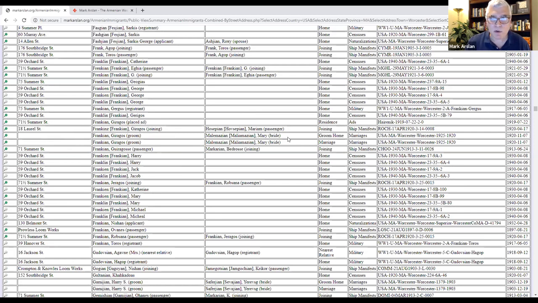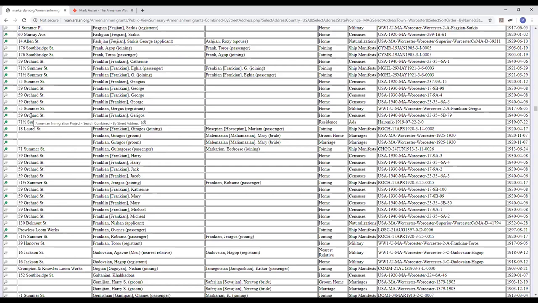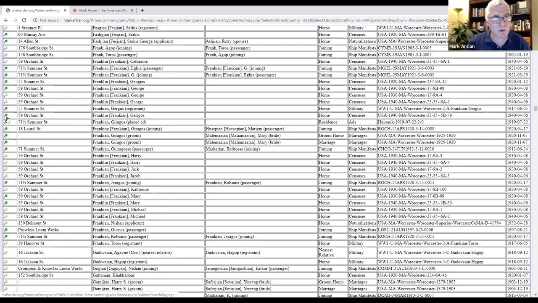So here's a Giragos. This is a 1940 census record in Worcester, living at 59 Orchard Street. So that's our guy, right? I imagine, so that's probably him. But let's check it out. You notice that the magnifying glass icon is green. That means I found his ship manifest entry, and I have all of his records tied together. So let's see if this is the same one you're looking for.